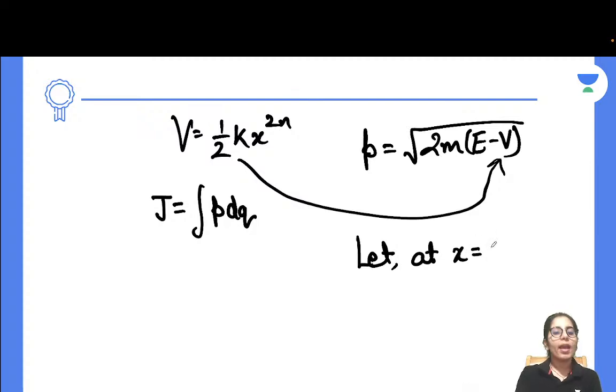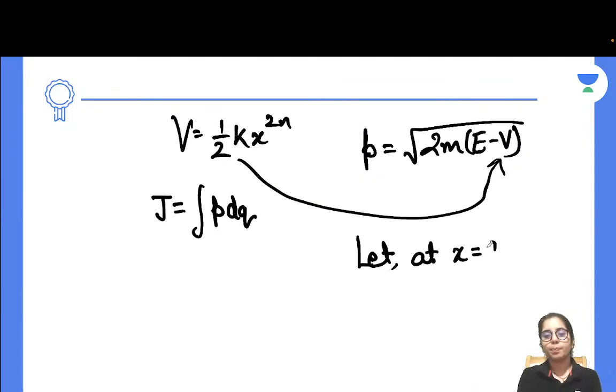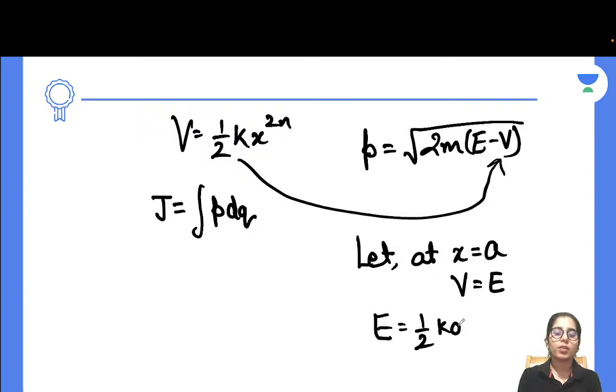So I'm taking x is equal to, is the A there? No. Okay, I'm going to take A. So I'm going to say potential energy is equal to total energy. So that means my total energy will be half k a to the power 2n, right? Now in this case, what about the position coordinate? That was x is equal to a, I have placed here. So even when you become perfect in this approach, you can simply find the value of x and replace it at the position coordinate place.